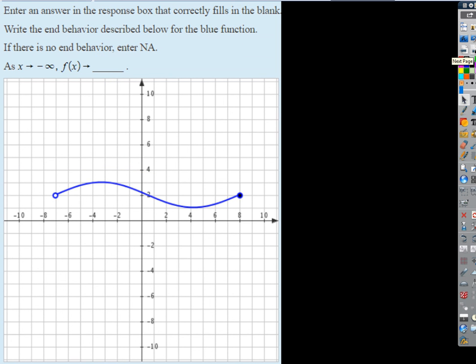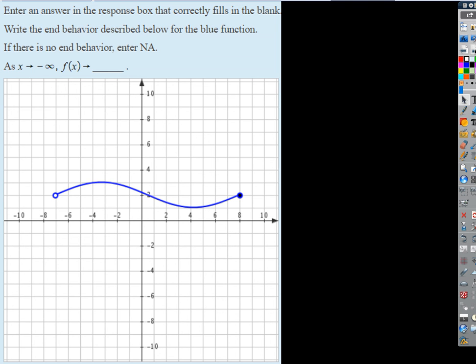What about that one? As x approaches negative infinity, f of x approaches... Yeah, that doesn't make sense, right? The ant has no place to walk to get to negative infinity.